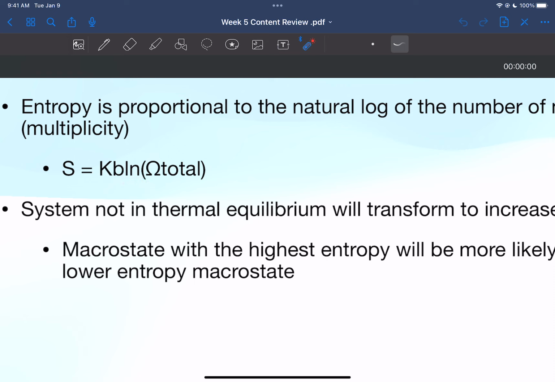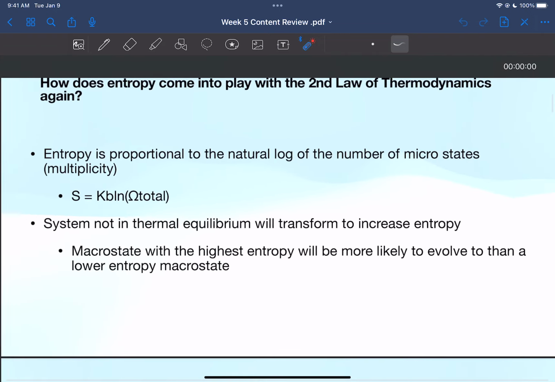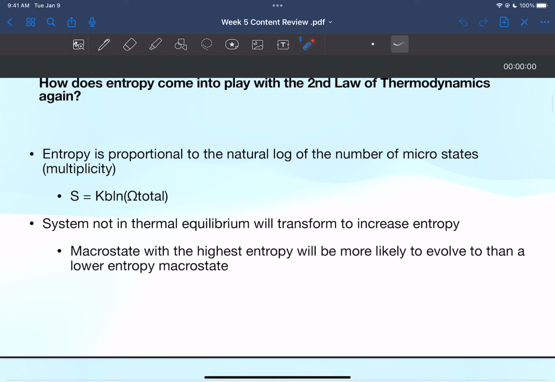And we were talking about volumetric entropy, volumetric multiplicities, energetic entropy, energetic multiplicities. So in general, whatever type of entropy you're talking about, it's proportional to the natural log of the number of microstates. A system not in thermal equilibrium will transform to increase entropy. We talked about this with the week 4 review that I went over, and you can check that on YouTube to get an overview.